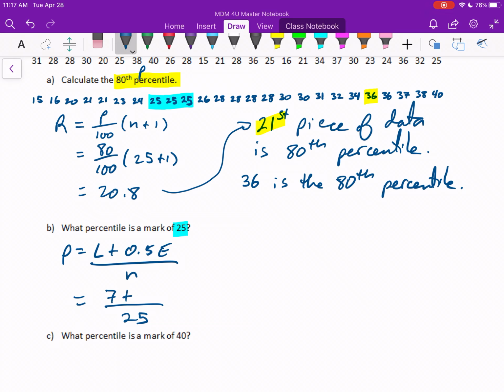And how many numbers are equal to 25? There's 3 that are equal to 25. You can see that I've highlighted 3 numbers. So 0.5 times 3. When I work that out, that gives me 0.34, or 34%. So 25 is in the 34th percentile.